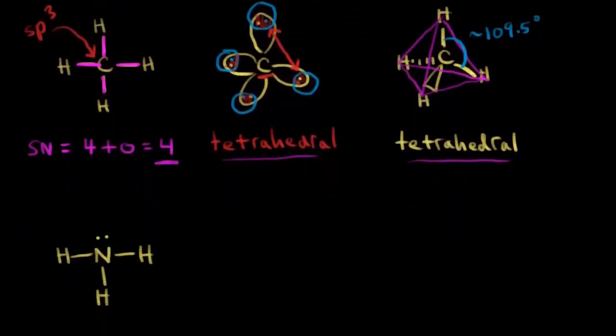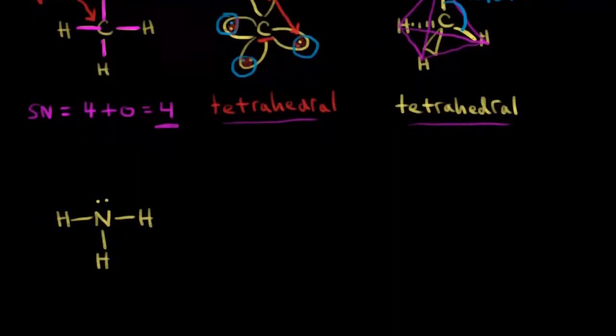All right, let's go ahead and do the same type of analysis for a different molecule here. So let's do it for ammonia next. So we have NH3. If I want to find the steric number, the steric number is equal to the number of sigma bonds. That's 1, 2, 3, so 3 sigma bonds, plus the number of lone pairs of electrons. So I have 1 lone pair of electrons here. So 3 plus 1 gives me a steric number of 4.